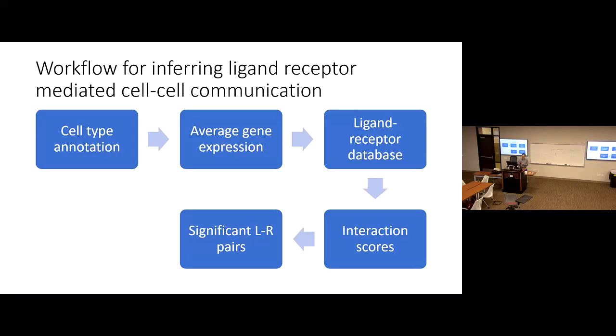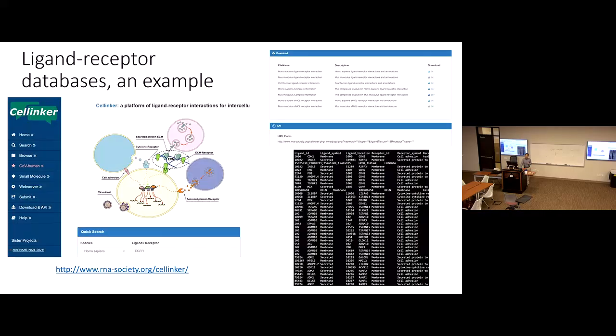If this number is high, then this ligand receptor pair will be considered significant. Then you can say, okay, cell types A and B are talking to each other through this particular ligand receptor pair. So this is one of the database examples. It's called CellLinker. You can search by species and also by gene name. You can also download the whole ligand receptor database. So that's a table you can look at.